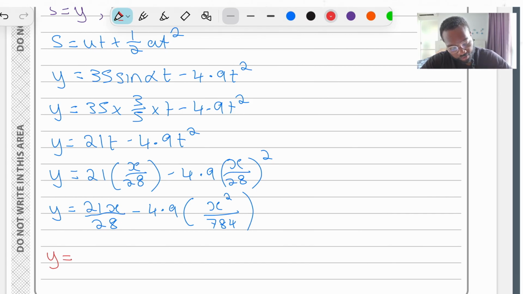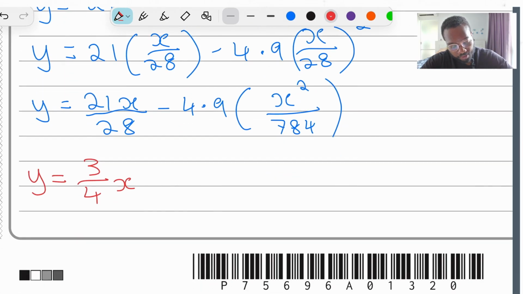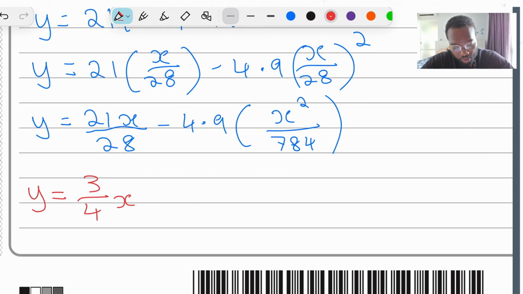That'll just give us a 3 over 4x, okay? And then with the other, minus 4.9, well, if you're doing a calculator, you do minus 4.9 divided by 784, you will get exactly 1 over 160. And then we're just left with our x squared value. And therefore, we've shown that it equals this equation.